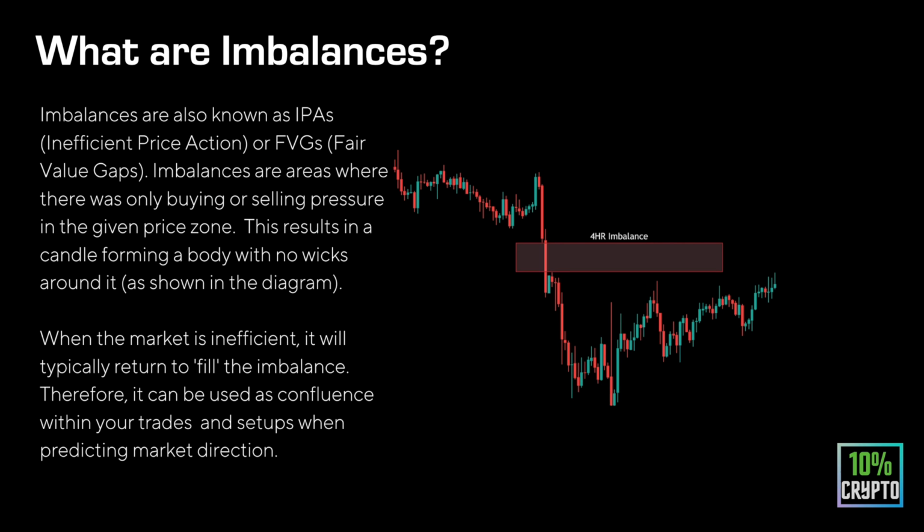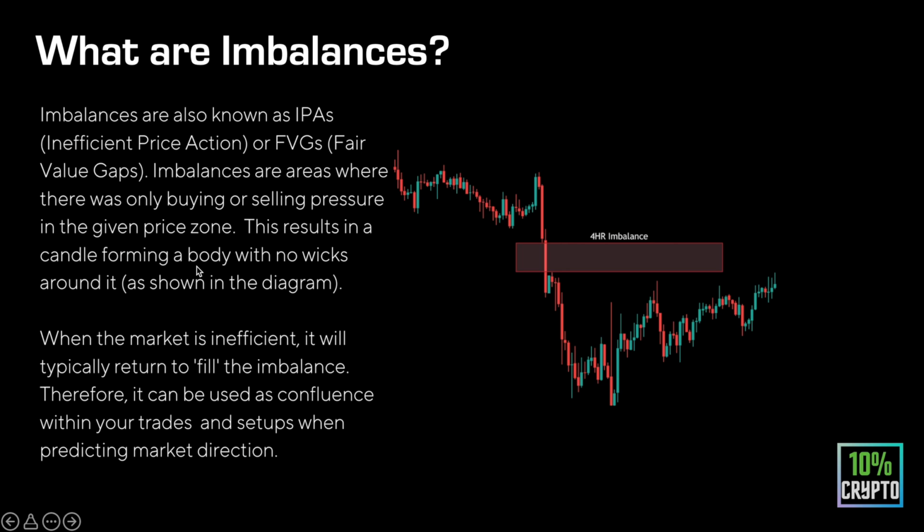So imbalances. So what are imbalances? Imbalances are also known as IPAs or FVGs. So these are just different names you might see people write them down as on their chart. So for example, over here, I've got an example, right? So here somebody might write 4-hour FVG, 4-hour IPA, or whatever.